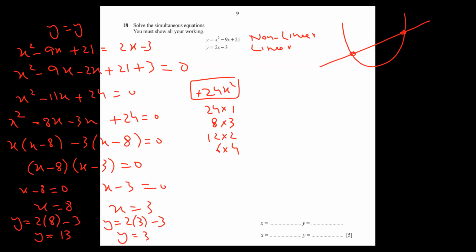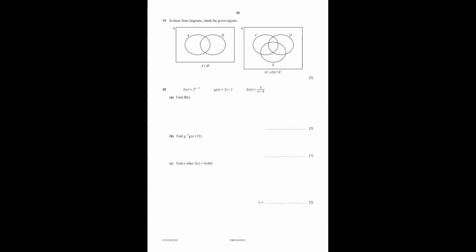So the pairs we got are 8 and 13 here. I'm writing x is 8, y is 13, and 3 and 3. And Alhamdulillah, Rabbil Alameen, we have done it as well. 3, 3, and 8, 13. So this question is also clear. It means one point is here, and this one point is here. So let's talk about the next page.